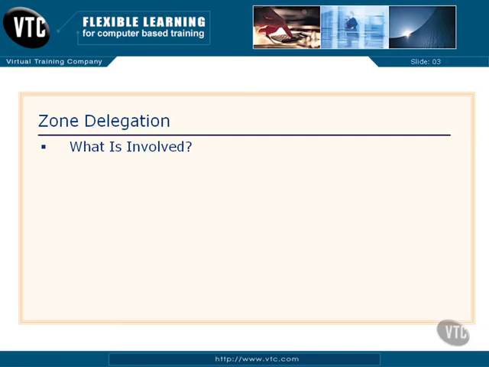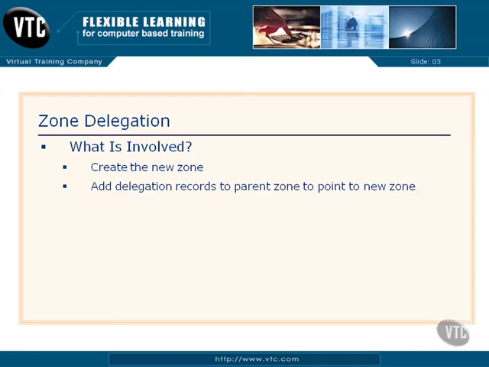So what's involved with setting up a new zone or doing zone delegation? First of all, we will go into our DNS tool and just right-click on our server and say create a new zone. And you'll create a new zone. And then once that zone is created, you're going to add delegation records to your parent zone. So you're going to go up to the parent zone that was already there, and you're going to add a couple of records. First, you're going to add a name server, an NS resource record that tells that DNS server where the new zone is and that new zone is authoritative for that new delegated zone.